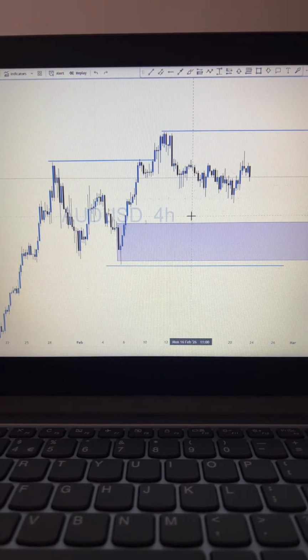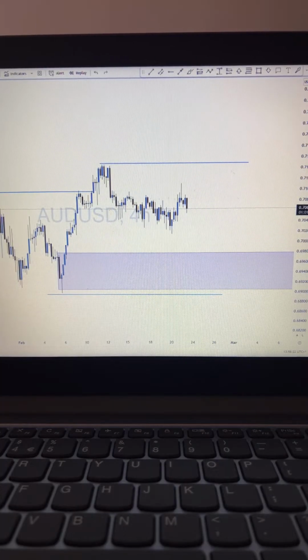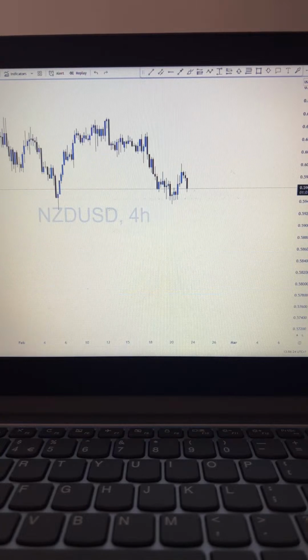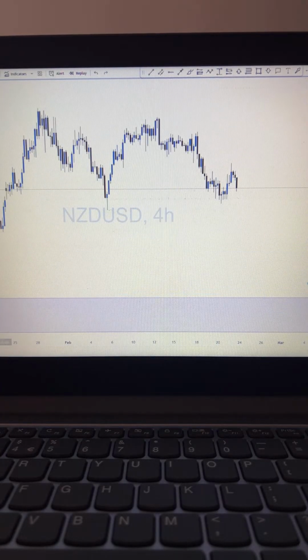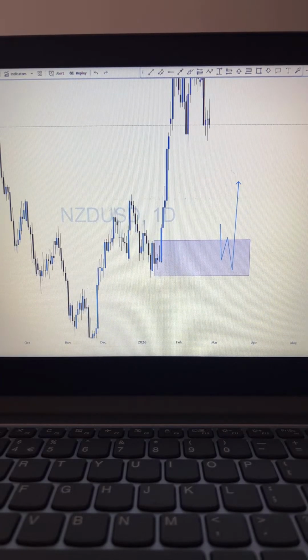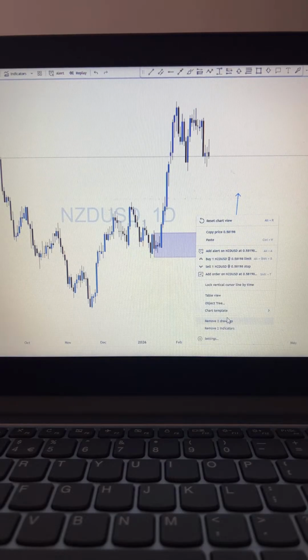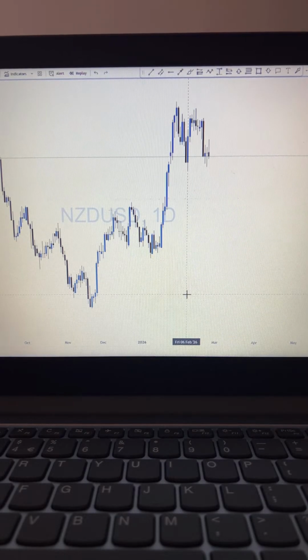This on AUD USD. Okay, let's go to another currency again. NZD USD. Now remember the rules. Once you come to the currency, first thing, drop to the what? Daily time frame. Now once you've gone to daily, remove all your drawings. Good.